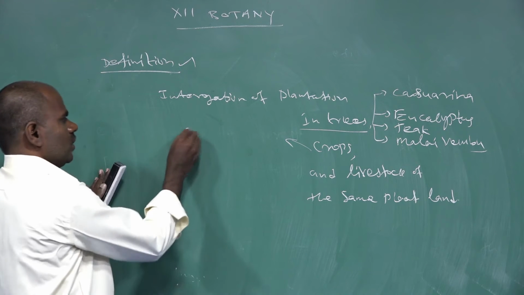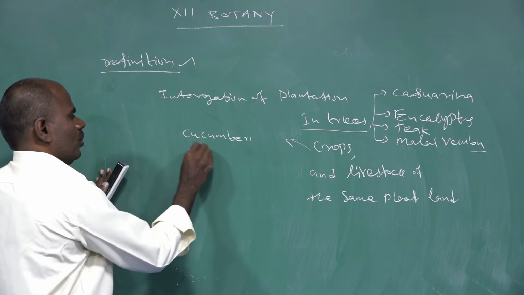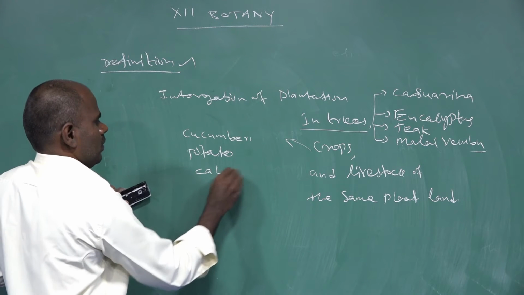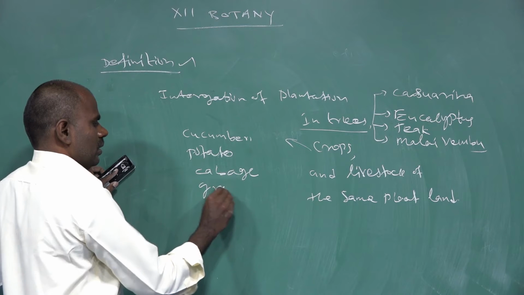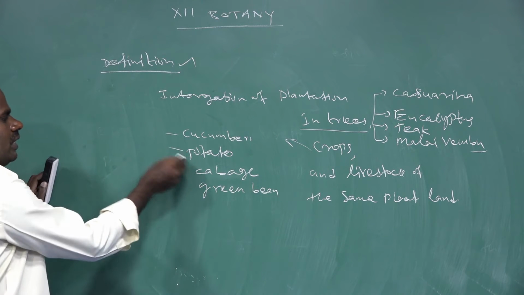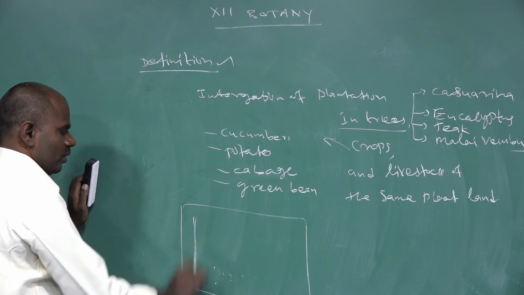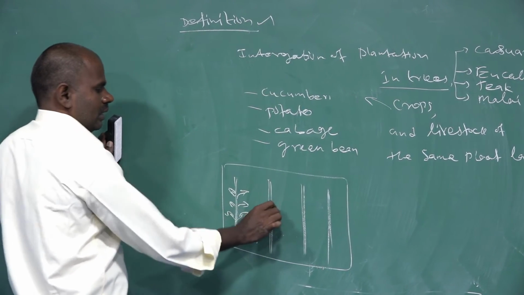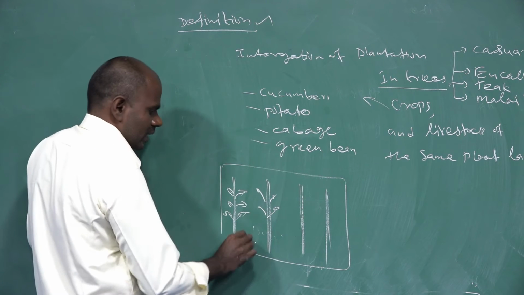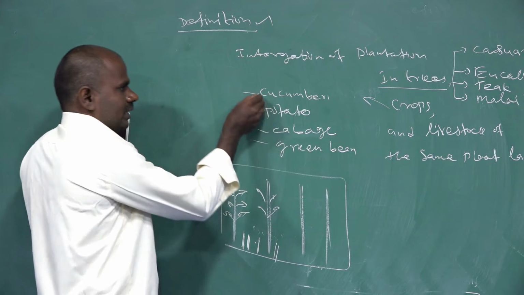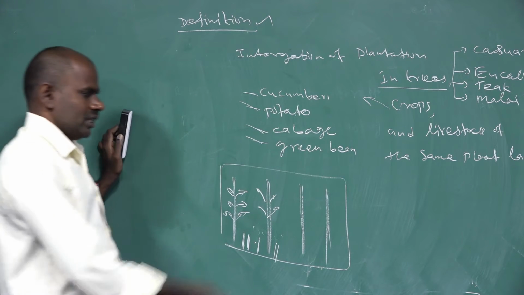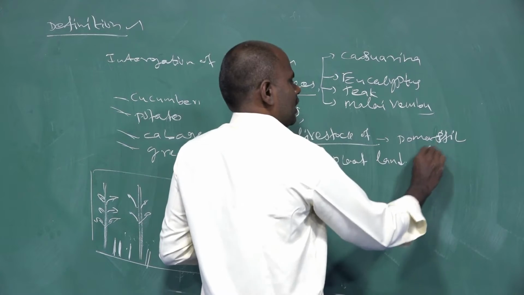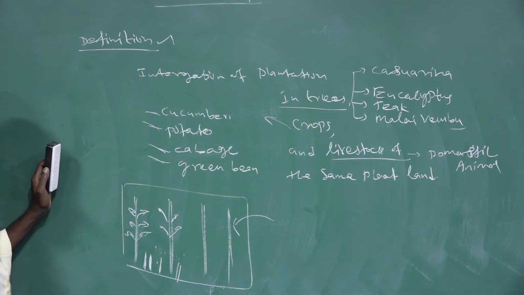We cultivate crop plants such as cucumber, potato, cabbage and green beans. These plants are cultivated as intercrops in the forest. Forest is the region where woody plants are cultivated: casuarina, eucalyptus, teak and Malayvembu. Some intercrops are cultivated in agricultural lands, such as cucumber, potato, cabbage and green pea plants. Some types of animals are kept as livestock. Livestock means domestic animals, which are kept in the forest or used for grazing.